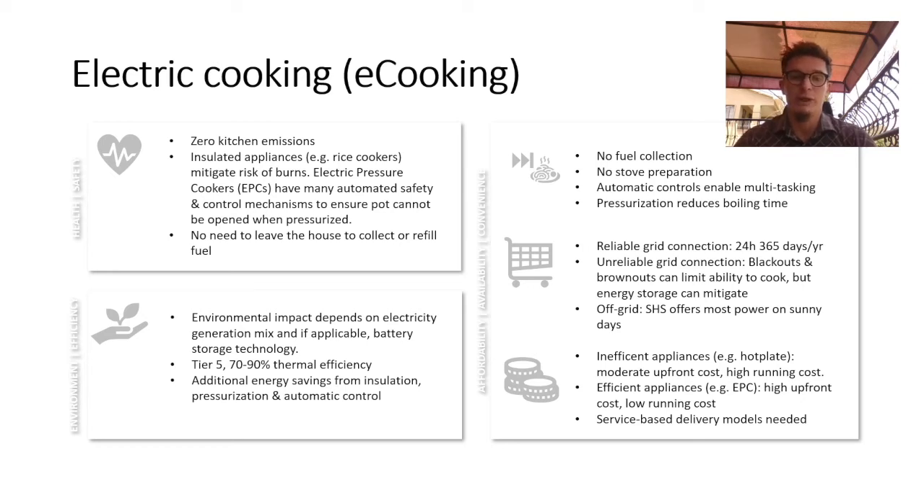In terms of affordability, it's tempting to go for inefficient appliances, which have a moderate upfront cost. However, the running costs are much higher due to their increased electricity consumption. We're now very much focused on modern, energy-efficient appliances, such as the electric pressure cooker, which have a higher upfront cost, but a lower running cost. These efficient devices often need to be paired with service-based delivery models, which can break down that high upfront cost into manageable installments, which are on a par with what people are currently paying for cooking fuels.